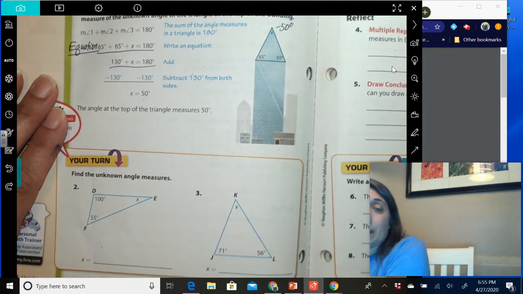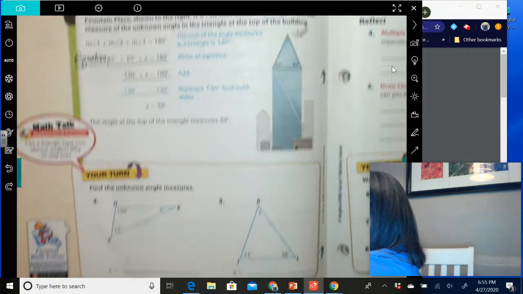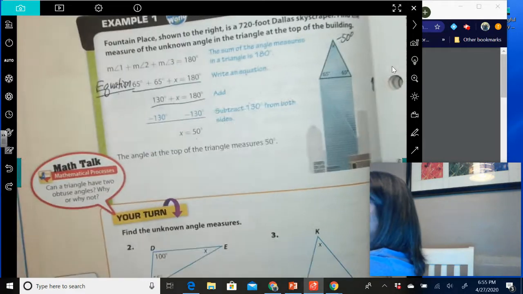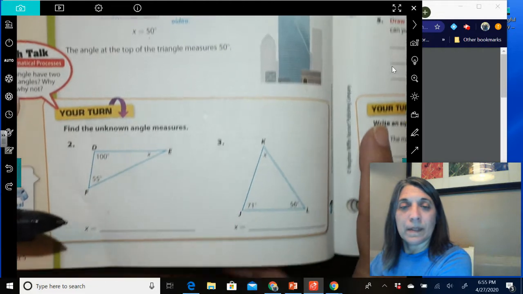Actually, you know what? What am I doing? Hang on. Let me just move the camera. I'm moving everything on my table. There we go. Camera's got a big long neck. Ooh. All right. That's better.